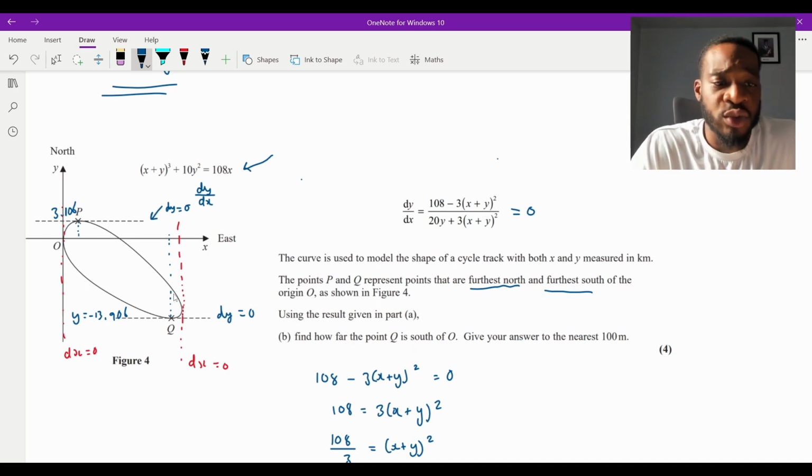So the question asks us to find how far the point Q is south of O. So it's just literally that y coordinate there. Now it's going down, that's why it's negative. So the actual distance, if I take the magnitude, is going to be 13.906. And this is in kilometers.